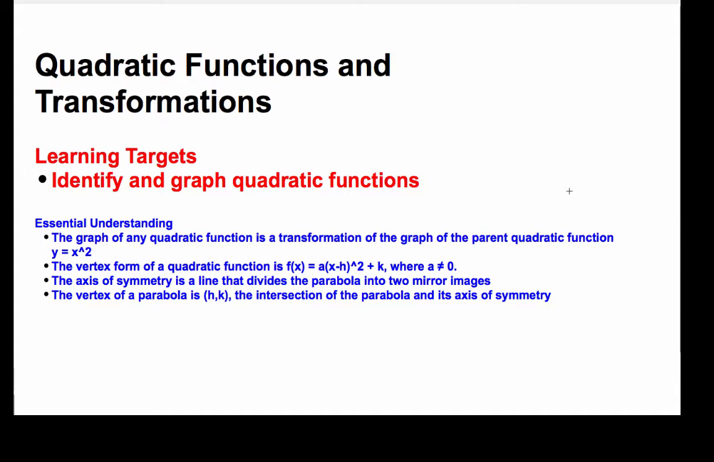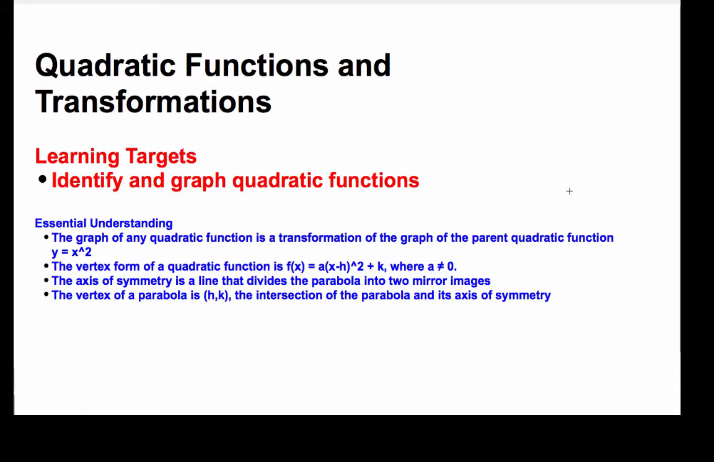This lesson is on quadratic functions and transformations. This is our first lesson in Unit 4. We're going to really dive into quadratic functions and do a lot of different things with them. This first lesson, our learning target is to identify and graph quadratic functions.